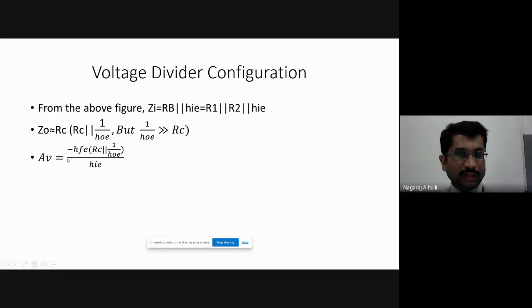Next is the gain formula. That is what we just discussed for the fixed bias configuration. It is the same formula: minus HFE into capital RC parallel 1 upon HOE, that divided by HIE. Okay, it's the same gain formula both for fixed bias and the voltage divider bias configuration.